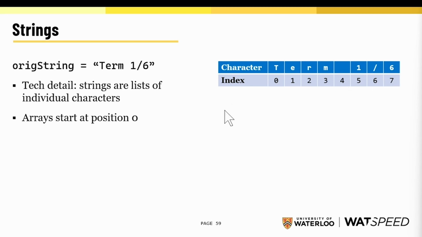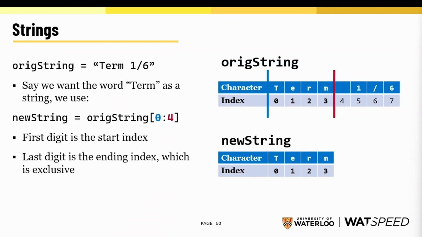How can we do that? Well, we can use string slicing. In our first example, say we want to just keep the word term. Say we had a variable that was set equal to the string term 1 over 6. If we wanted to keep the word term as a new string, we could use string slicing. By using string slicing, we use square brackets, and we specify the first character that we want to keep, then a colon, then the index of the last character, exclusive, that we want to keep.